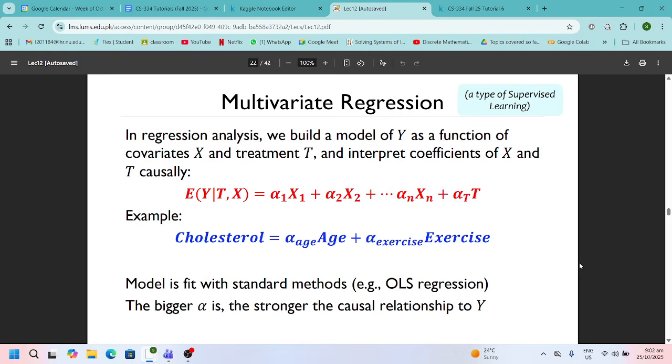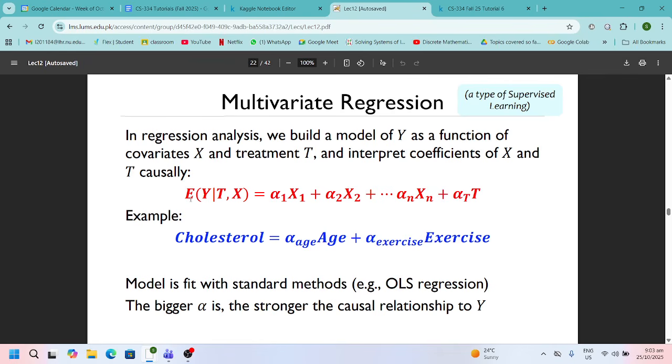Anyway, what do you do? In regression analysis, you build a model of y, where y is your outcome, as a function of all the covariates x and the treatment t. I want to tell you what covariates exactly are. Covariates are variables, not always confounders, by the way. They are just other variables which are involved in your data generating algorithm, in your causal graph, but these are variables that we are not interested in. We are interested in the treatment and the impact that the treatment has on the outcome.